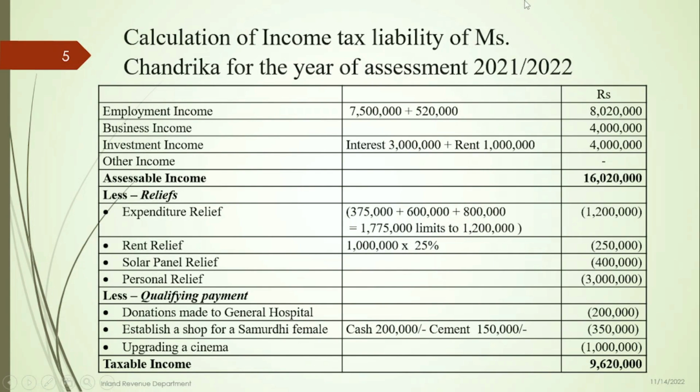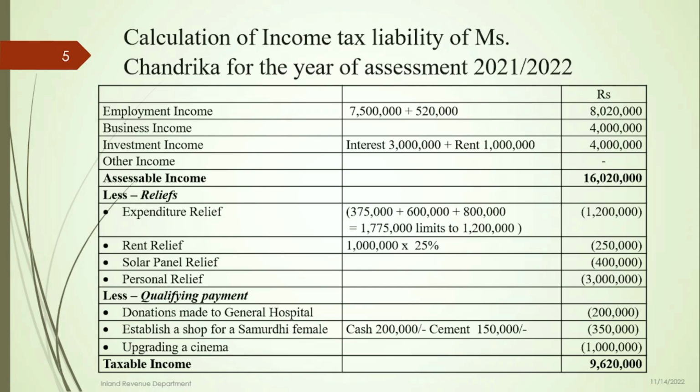This is the calculation of her tax liability for the year of assessment. She has received employment income, business income, and then investment income. Altogether, her assessable income is 16,020,000. From the assessable income, she is entitled to deduct reliefs. She is entitled to deduct expenditure relief, rent relief, solar panel relief, and personal relief.